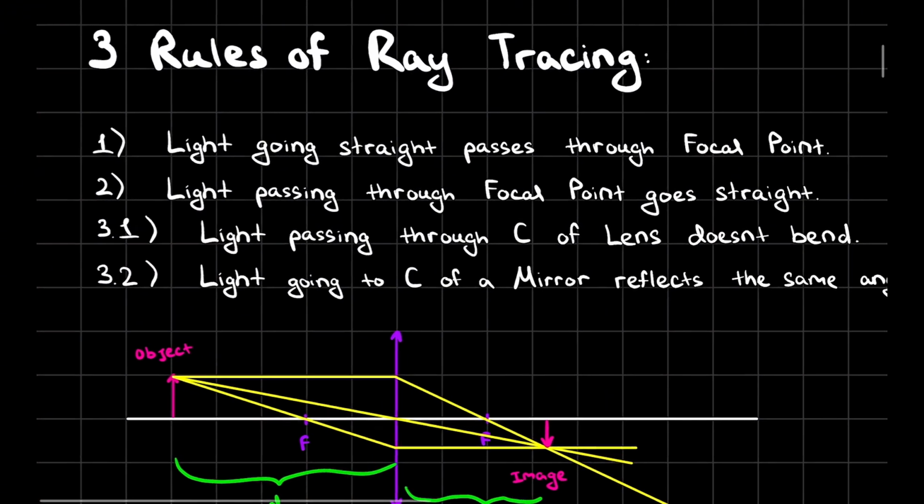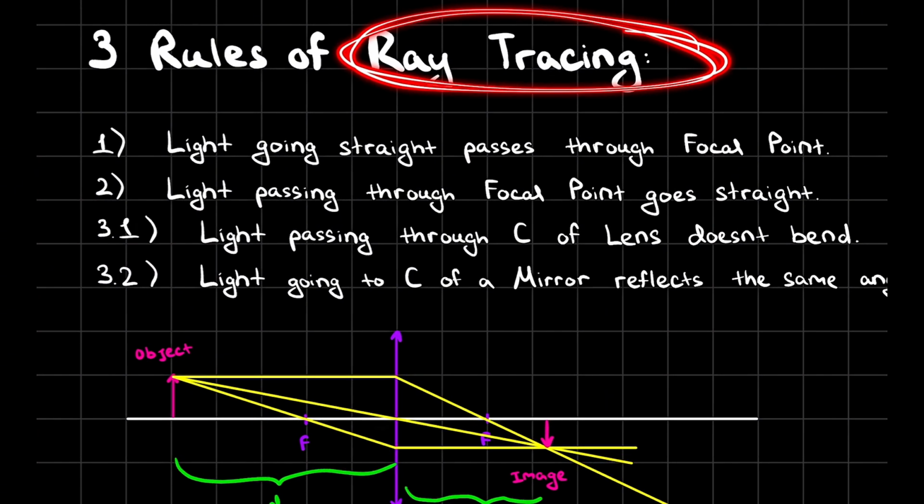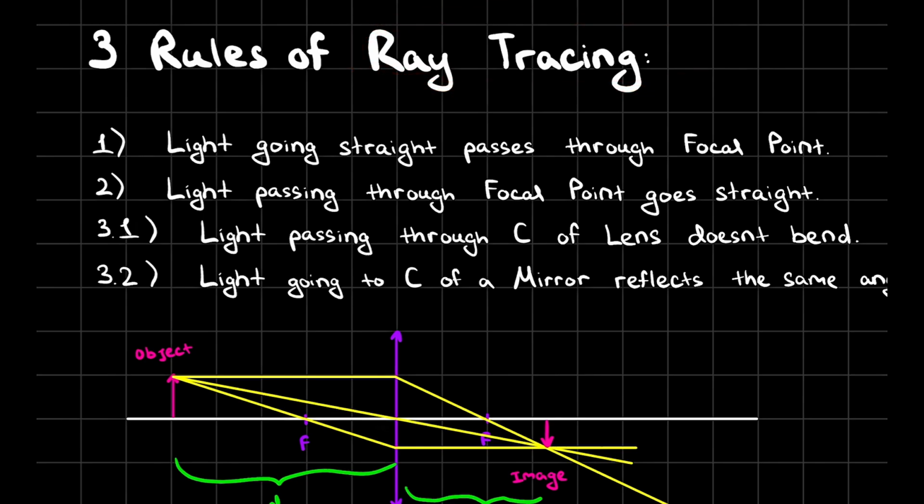3 rules of ray tracing. Right now, we're going to talk about ray tracing. Basically, we'll learn how to draw them. And the rule number 1 goes like this. Light going straight passes through the focal point.